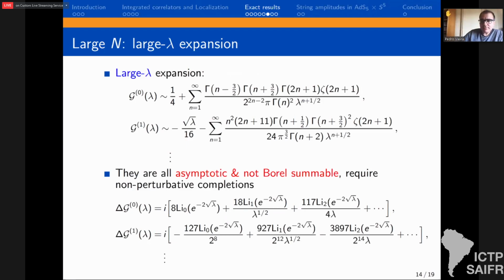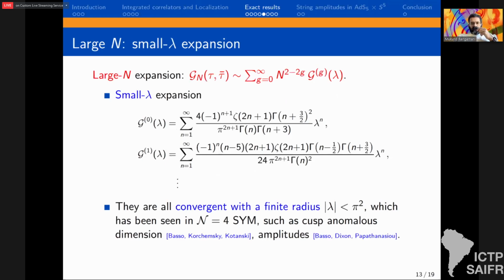Right. Mukund? Hi, thanks. I was curious if you could motivate physically why the particular measure was chosen for defining the integrated correlator. I probably missed it.